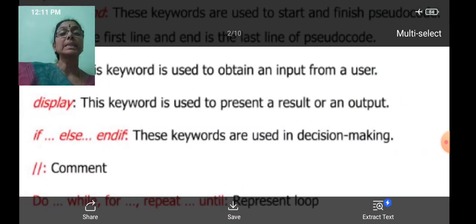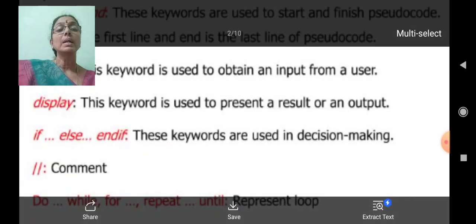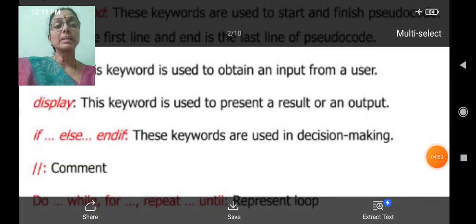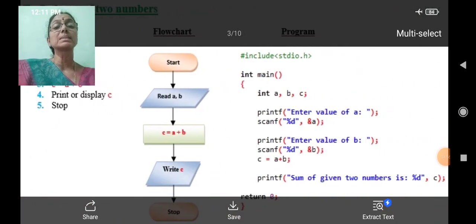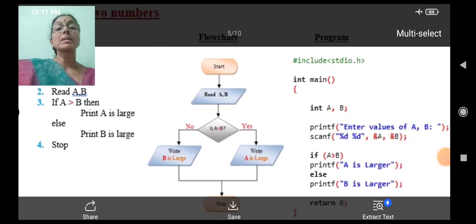Next example: the biggest of two numbers. What is the logic? We get the two numbers and check whether the first number is greater than the second number. If it is greater, print that A is the greater number, else print that the second number is greater. This is the representation of the greatest of two numbers.